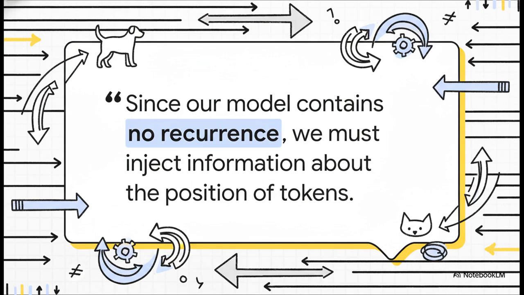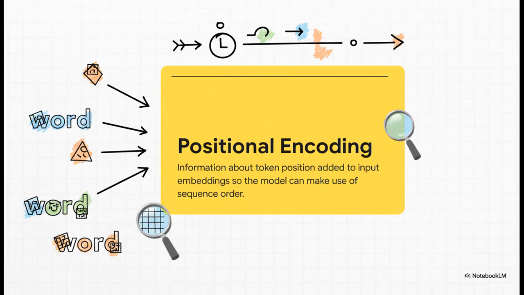This insight right here is absolutely critical. This powerful architecture is incomplete on its own. It has to be explicitly taught the sequence of the language. If you don't do this, a sentence like "the dog chased the cat" looks exactly the same as "the cat chased the dog." The meaning is totally lost. So what's the solution? Well, it's a really elegant trick called positional encoding.